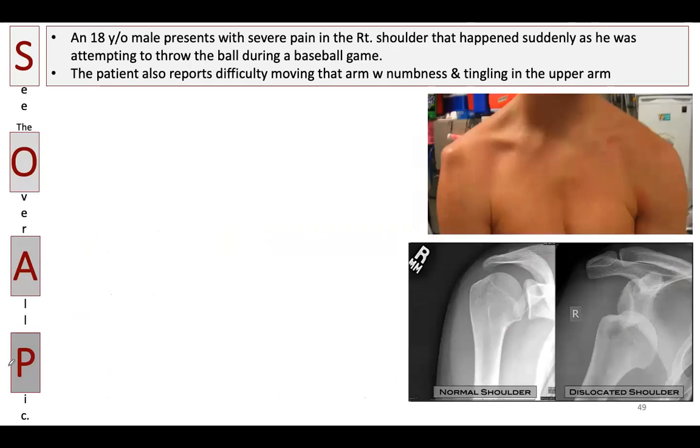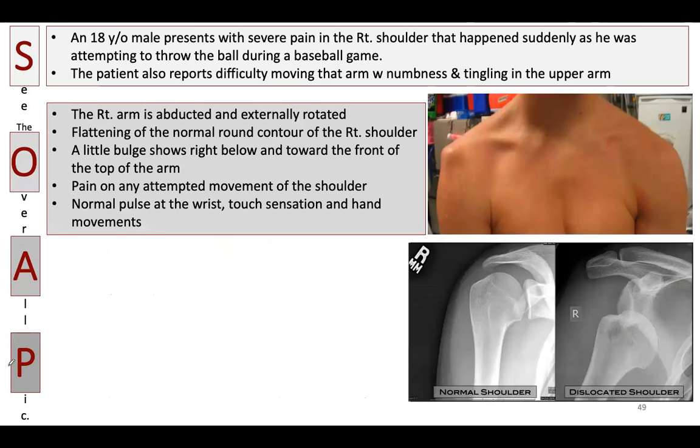Let's look at this case. 18-year-old male presents with severe pain in the right shoulder that happened suddenly as he was attempting to throw the ball during baseball game. Patient also reports difficulty moving the arm with numbness, tingling in the upper arm. The right arm is adducted, kept very close to the body, adducted, and externally rotated. Externally rotated means the palm of the hand faces forward, faces anteriorly.